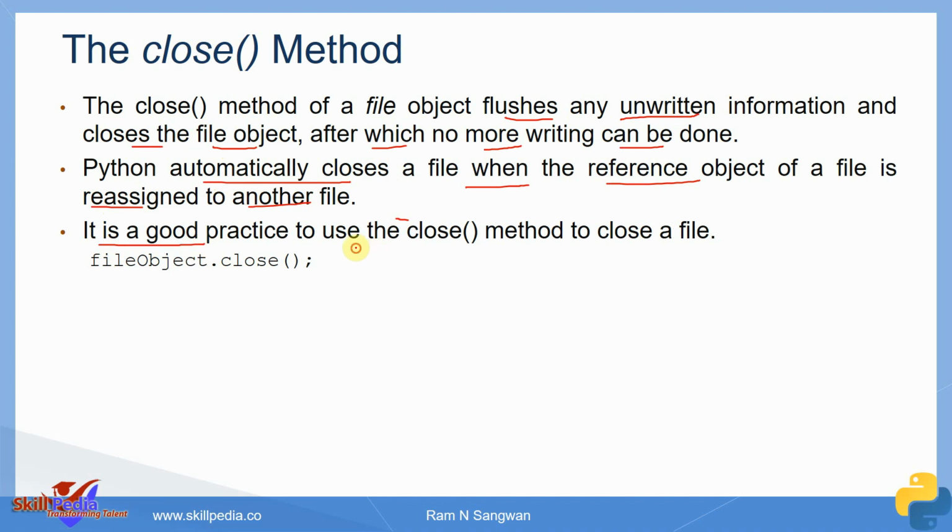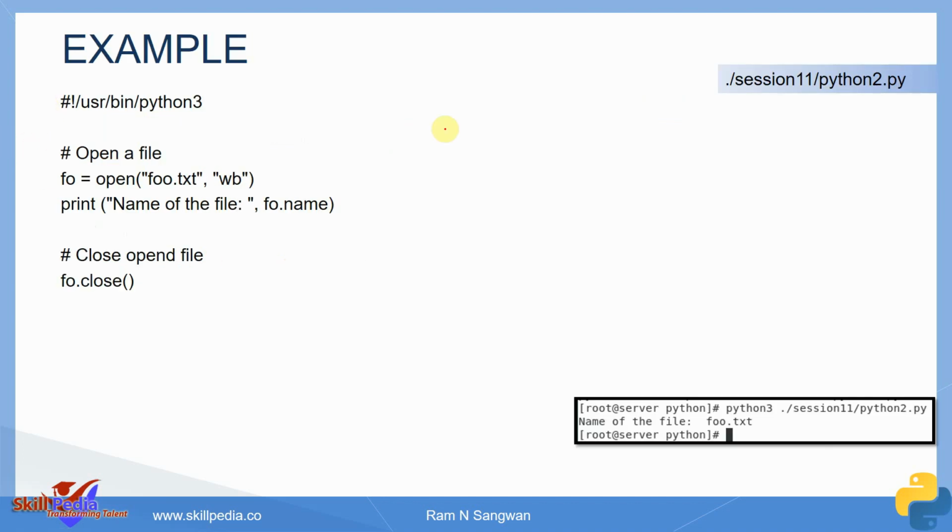It is a good practice to use the close method to close the file: fileObject.close. Let's take the same example, example number 2, Python 2. Open a file, file object, open, file name, read mode in binary, write plus binary mode. Print the name of the file, fo.name, and close the file, fo.close. Once you close it, the file will be closed. You are just displaying the file and closing it.